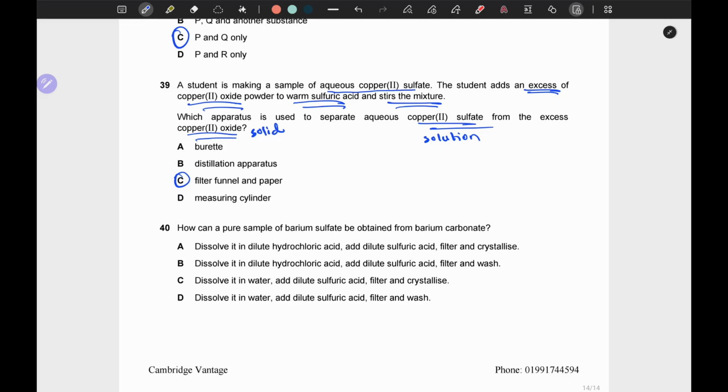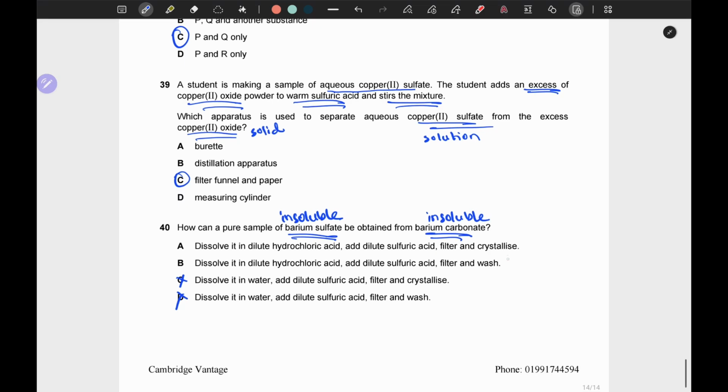And the last one, number 40, how can a pure sample of barium sulfate be obtained from barium carbonate? Now, barium carbonate is insoluble. Barium sulfate is also insoluble. So look at the first one. If we try to dissolve barium carbonate, that won't work. So C and D are wrong. We can dissolve it in acid because all carbonates react with acids. So A and B are fine. Add dilute sulfuric acid. Yes, that is also fine.